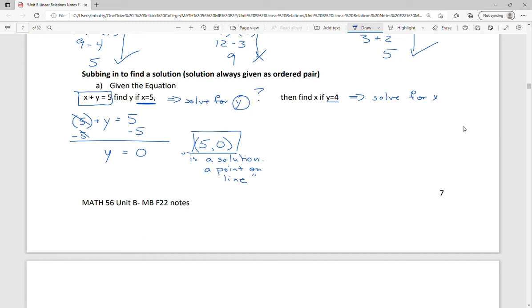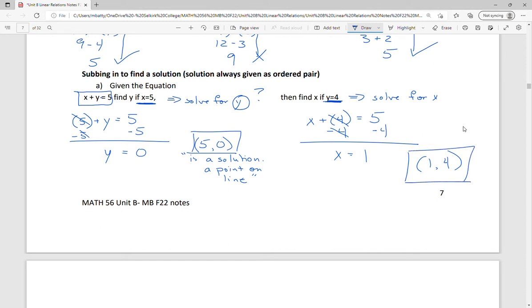Okay, so the other one, same equation. This time we've picked a value for y, so now we have to solve for x. So we're going to take the equation and sub in the value we know as y, and now solve for x. X should equal 1. And again, really doing everything, that's more than the question even asks for, we know then that 1, 4, as an ordered pair, is a point on this line, right? It's a solution to this linear equation.